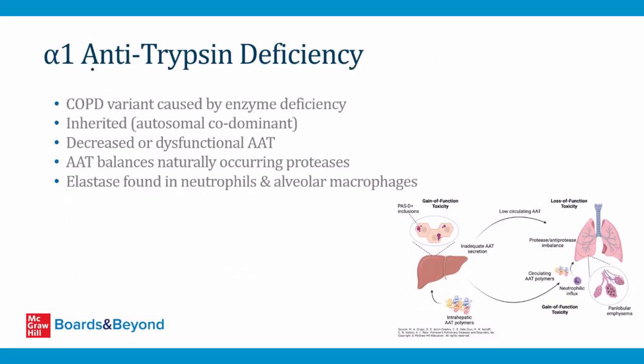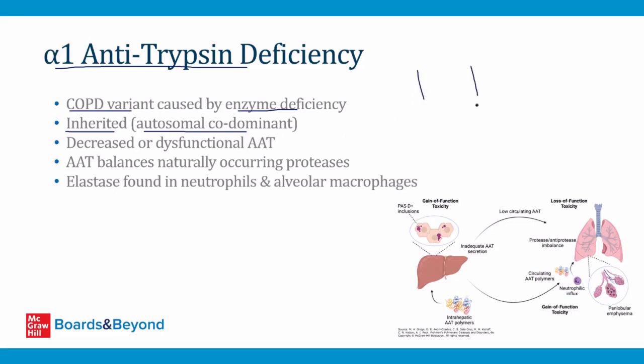Okay, I'll finish this video by talking about alpha-1 antitrypsin deficiency, which you can think of as a variant of COPD, but it's not caused by cigarette smoking. It's caused by an inherited enzyme deficiency. So this is an inherited condition, and it's passed down through families in an unusual way, in an autosomal codominant manner.